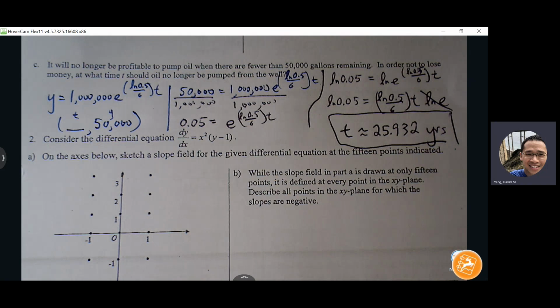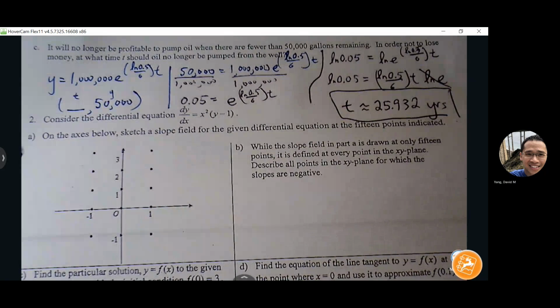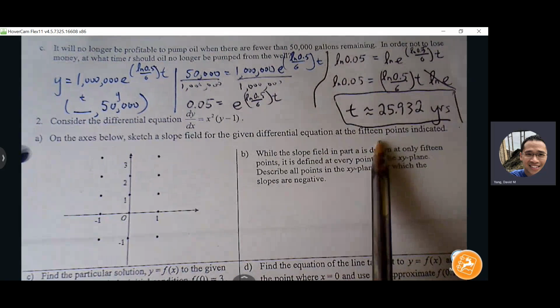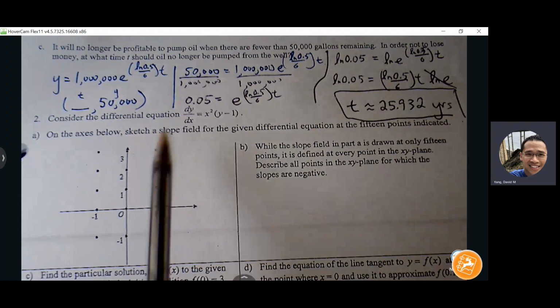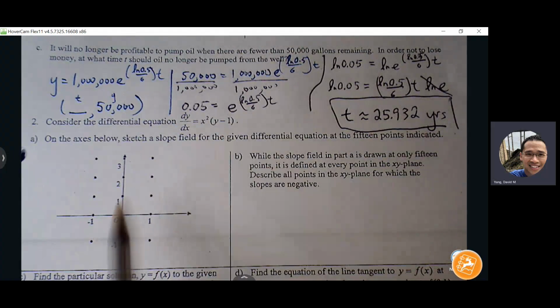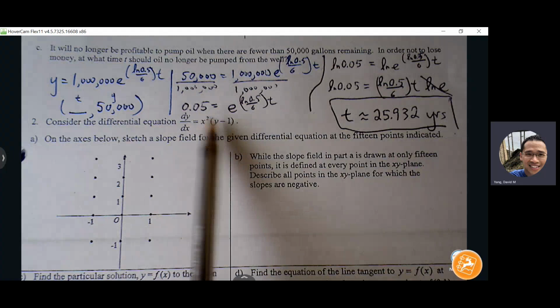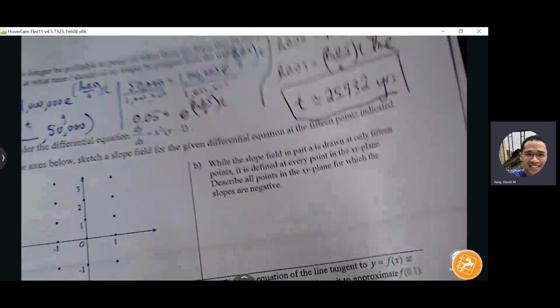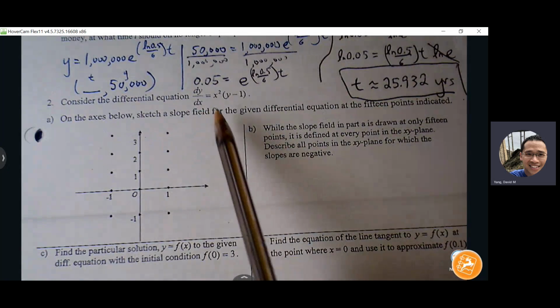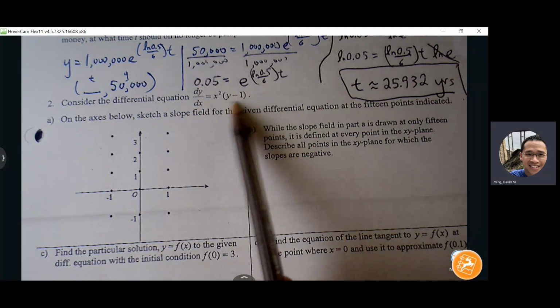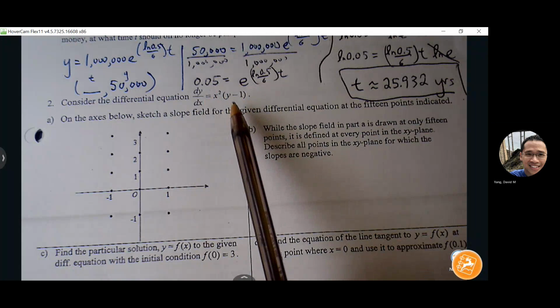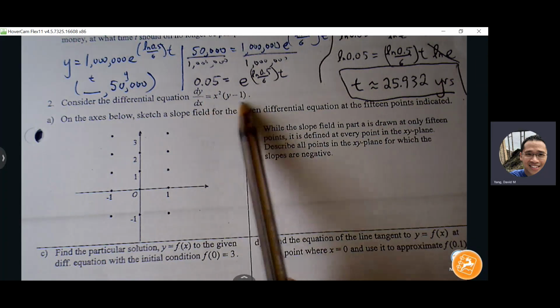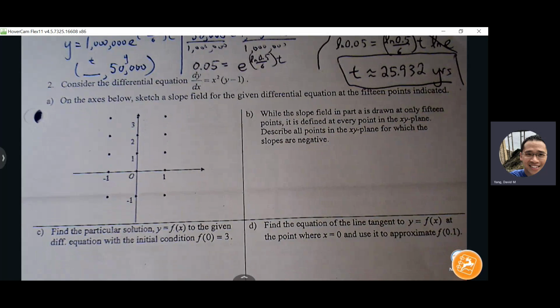Let's do a slope field for number 2. On the axis below, sketch a slope field for the given differential equation at the 15 points indicated. So really, you're just taking these ordered pairs that you find, inserting them into the differential equation, and you're doing one of four things. You're either putting a positive slope, a negative slope, a slope of 0, or if it's undefined, you'll leave that empty. But will there be any places where slope is undefined here? And what's a giveaway that there will be slope undefined? Yeah, if there's a variable in the denominator, right? If there's no denominator variable, usually that means there's no undefined slope.